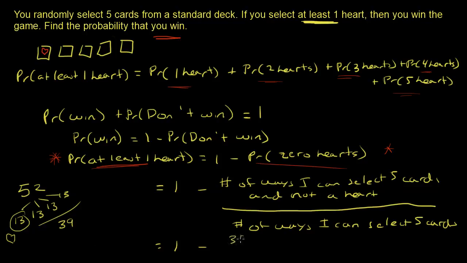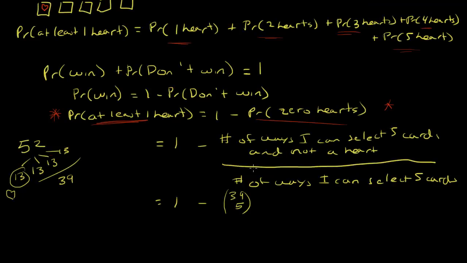So I have 39 cards, and I want to choose 5 of those 39. That's the number of ways that I can select 5 cards and not get a heart. Now, order doesn't matter. All that matters is what is in my hand. It doesn't matter what order I picked it up, so that's a combination, not a permutation. Then I would want to divide that by the number of ways I can select 5 cards. So there are 52 cards in the deck, and I'm selecting 5 of them.